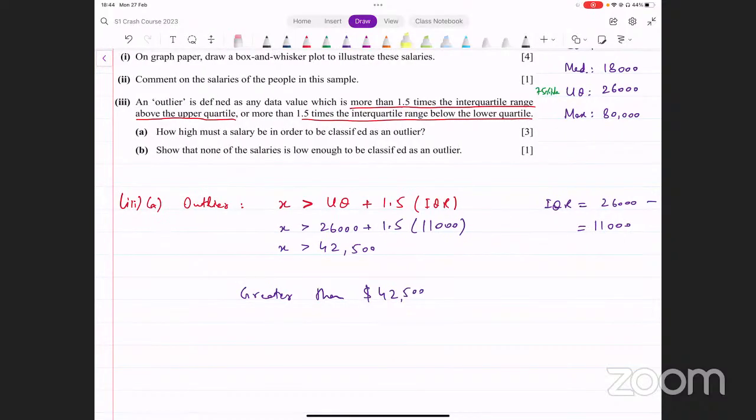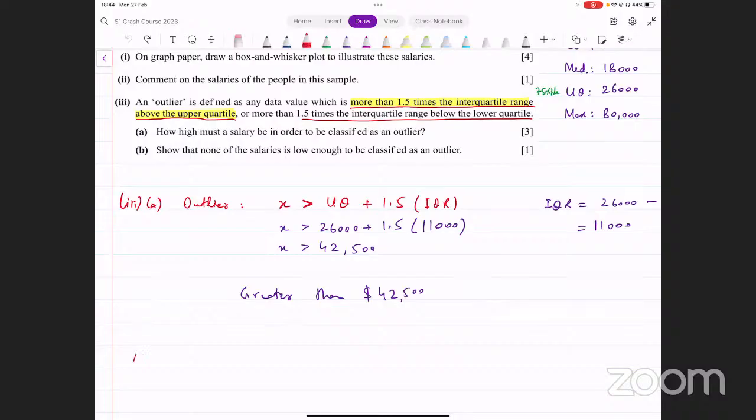So this is what we're using: more than 1.5 times the interquartile range above the upper quartile. So how high must a salary be to be classified as an outlier? If you're looking at the upper side, this is the condition that we have, that it should be greater than 42,500.